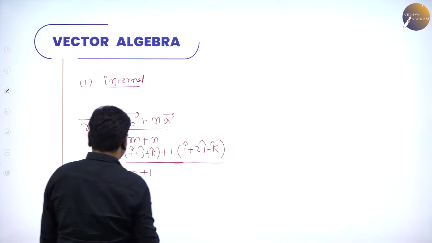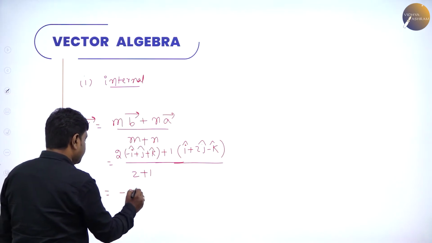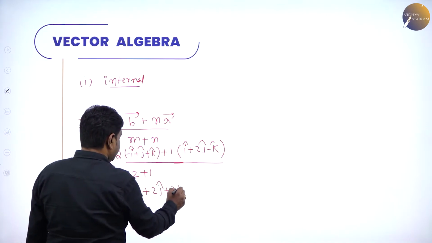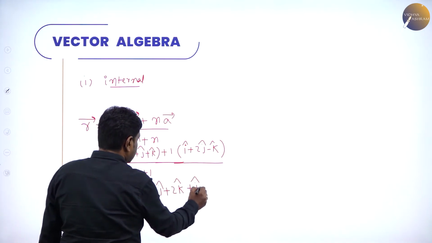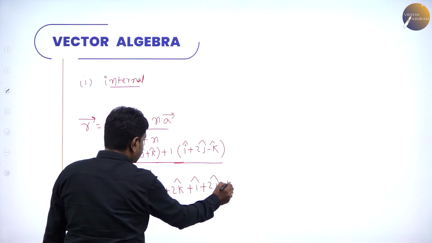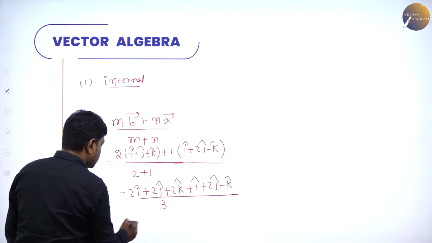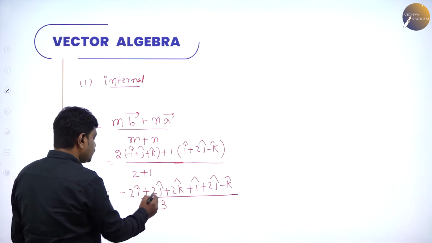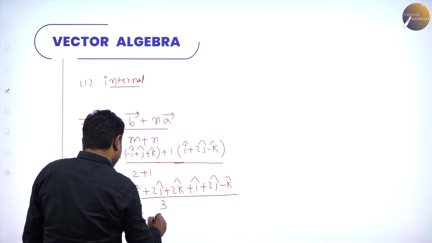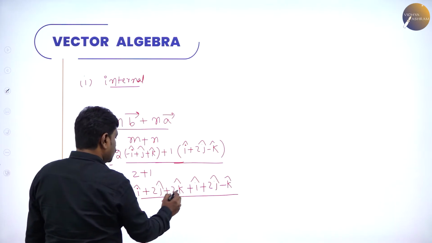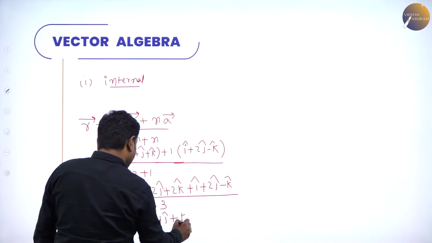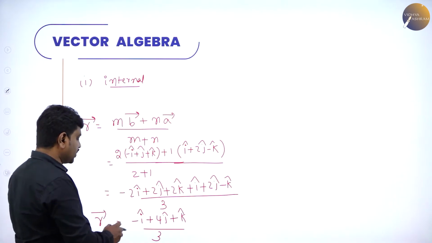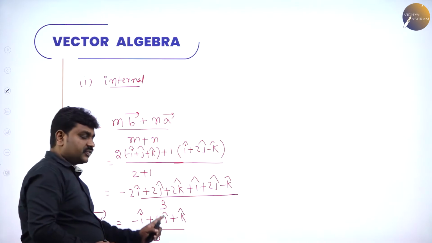Simplify this. So minus 2i plus 2j plus 2k plus i plus 2j minus k, by 2 plus 1 is 3. Simplify this. Minus 2i plus i is minus i. 2j plus 2j is 4j. And 2k minus k is plus k, by 3. This is vector R. Vector R is the position vector of internal division. We got the position vector for internal division.